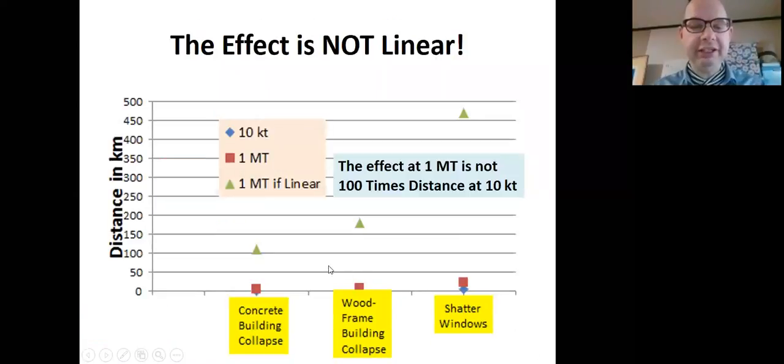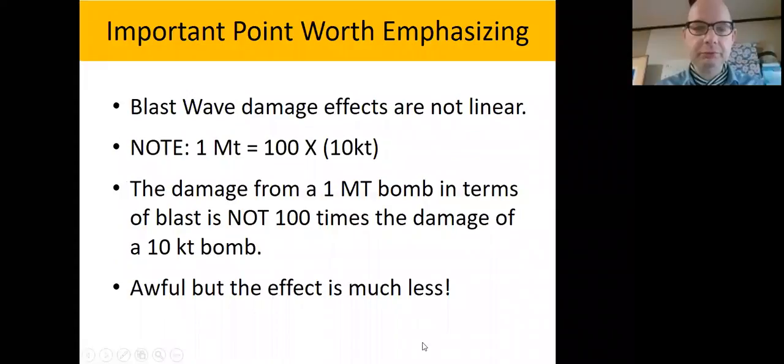The effect is not linear. And I'm showing here what the curve would look like if it were linear, but it's not actually like that. So this is a very important point that I want you to think about: blast wave damage effects are not linear. The damage from a 1 megaton bomb in terms of blast is not 100 times the damage of a 10 kiloton bomb. Both explosions are still very awful, but the effect is much less than you might have thought.